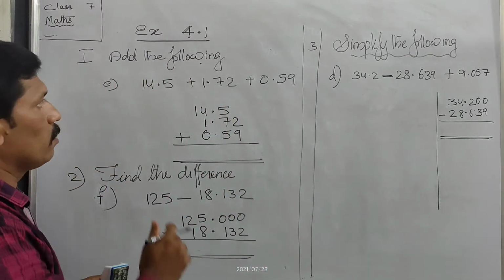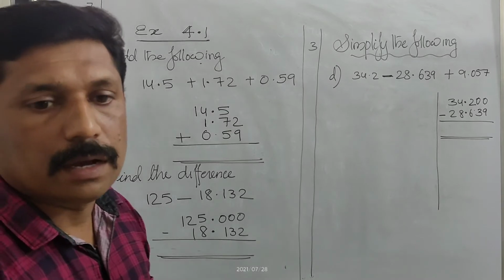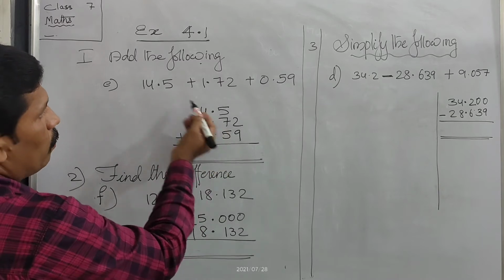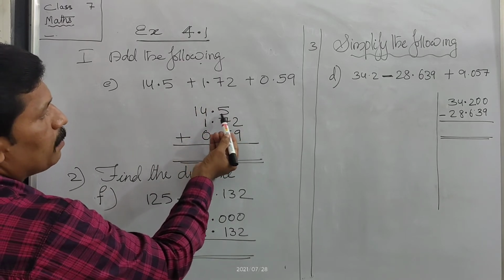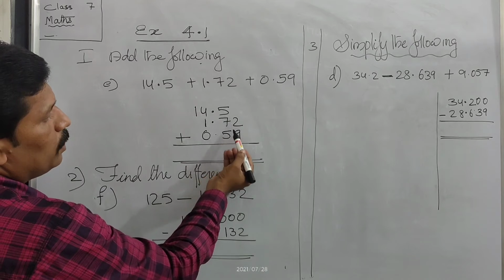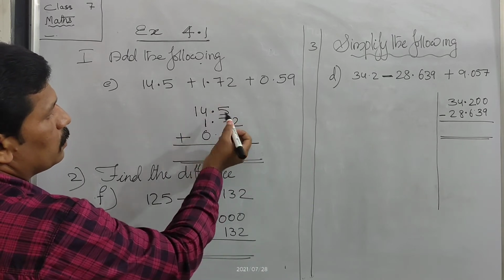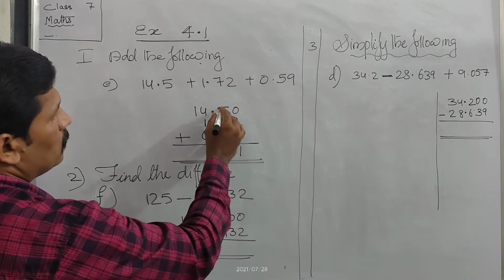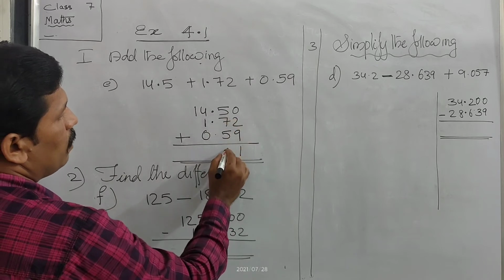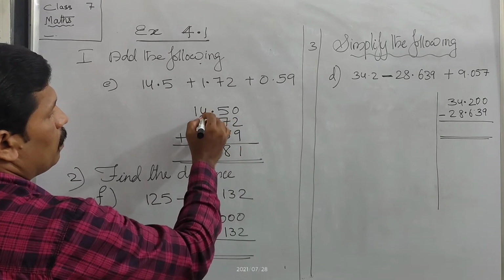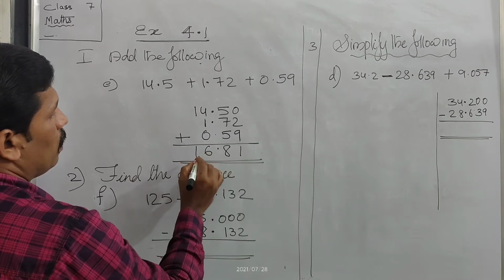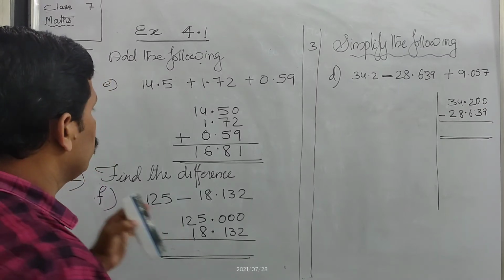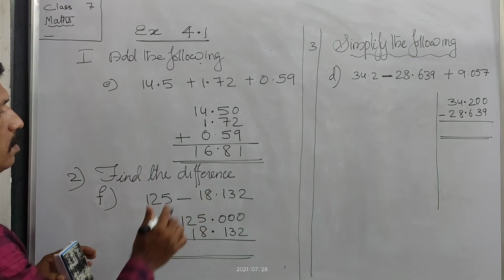We solve the questions from exercise 4.1. First one, add the following numbers. Already I have explained how to add the numbers. Here we arrange them in the proper order. In the decimal part, one number has two decimal places, but the other has only one decimal place, so we can put a 0 here. Then we add: 9 plus 2 is 11, remainder 1. 6 plus 7 is 13, plus 5 is 18, remainder 1. 1 plus 4 is 5, plus 1 is 6, and 1. So here we got 16.81.